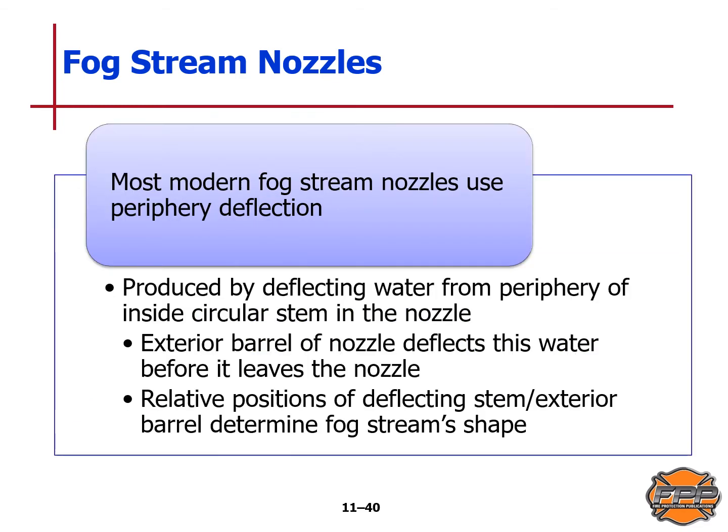Most modern fog stream nozzles use periphery deflection. These are produced by deflecting water from the periphery of inside the circular stem in the nozzle. The exterior barrel of the nozzle deflects this water before it leaves the nozzle. The relative positions of the deflecting stream and exterior barrel determine the fog stream's shape.